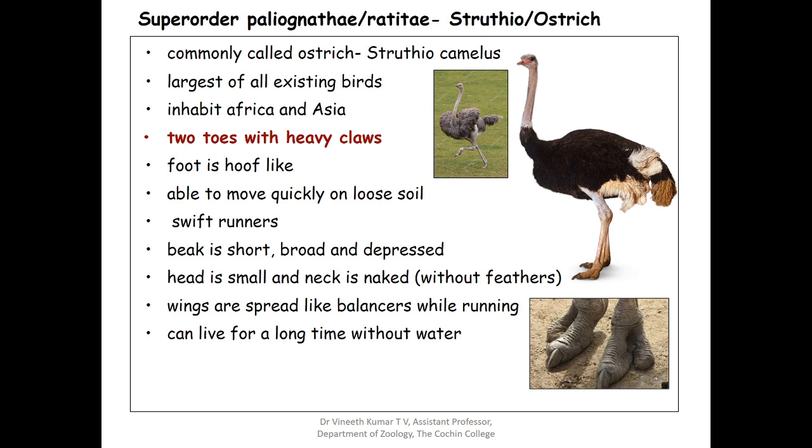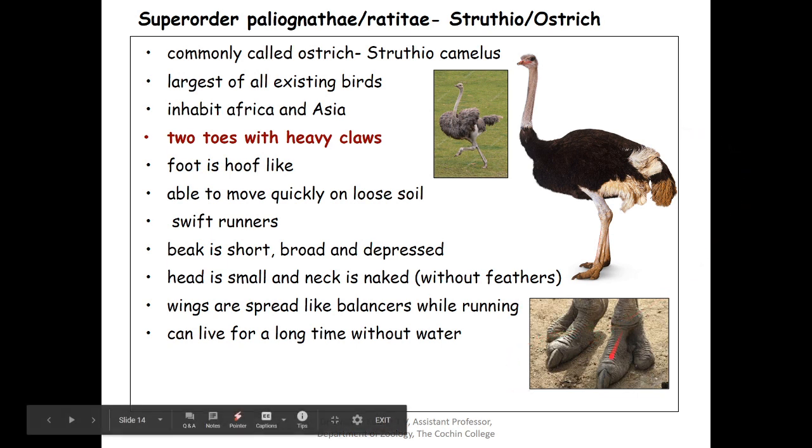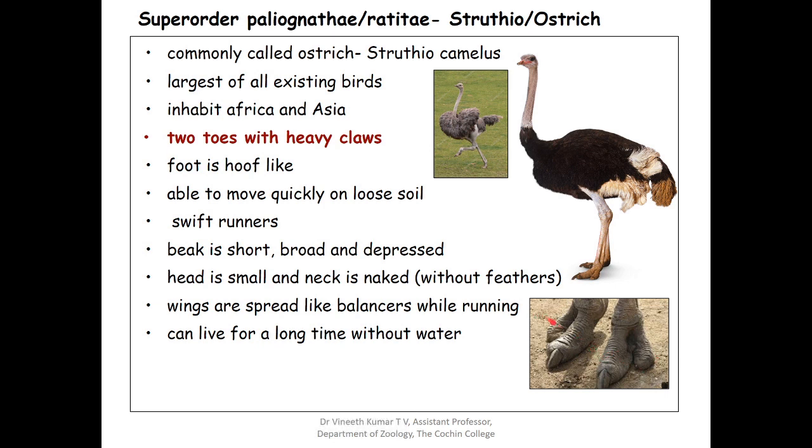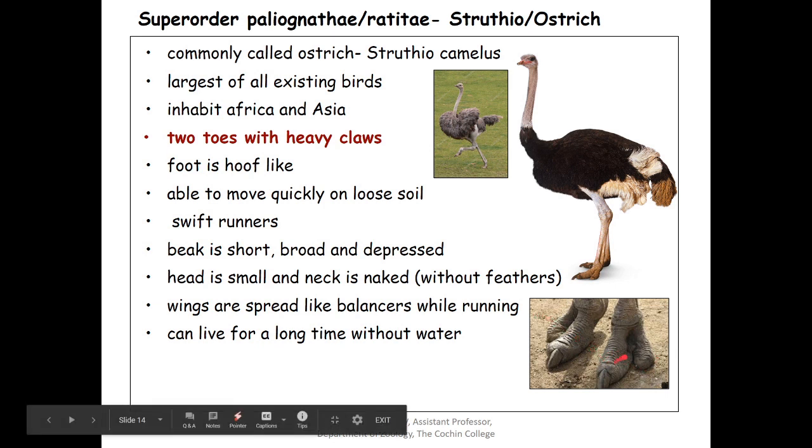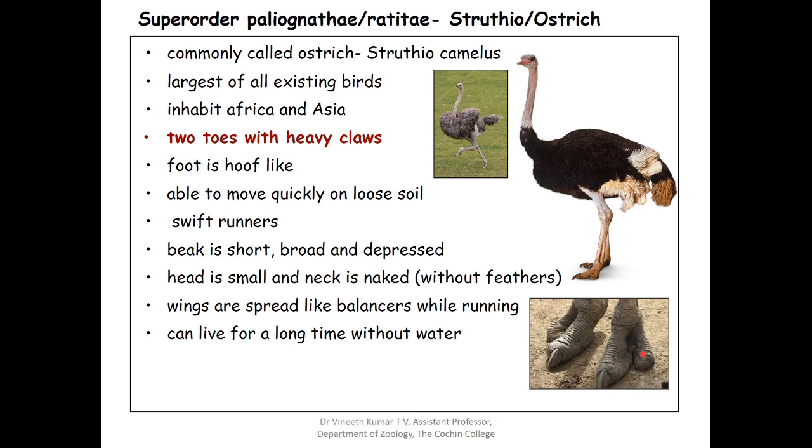The main feature is what is shown here, that is, it has two toes which are heavily clawed. It has only two claws in its hind limb, which is heavily clawed. You can see it here. They have only two toes and it is heavily clawed, and the foot is hoof-like, which is more or less similar to that of a camel.